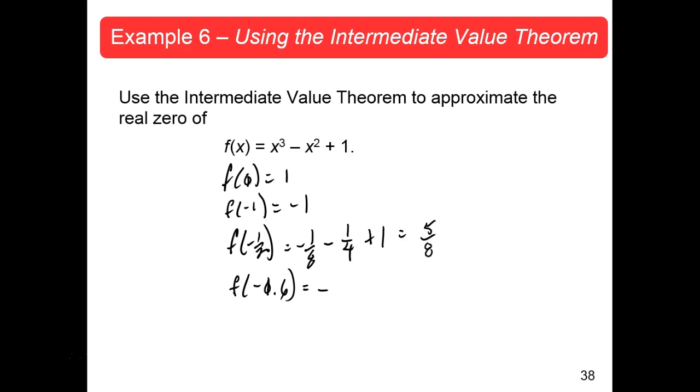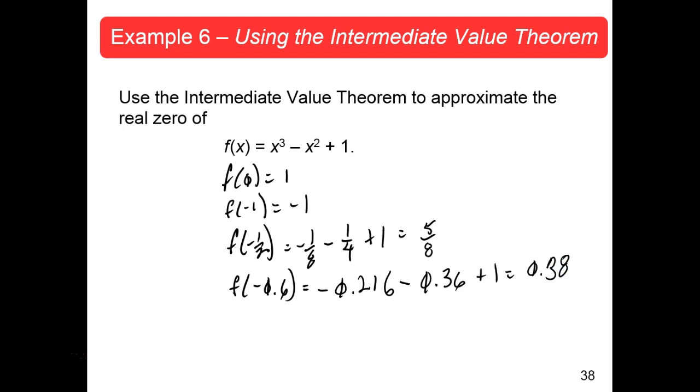-0.6 cubed. It can't be that hard, okay? Negative 0.216. All right, good. And then minus 0.6 squared, which would be minus 0.36. And then we're going to add a 1 to it. Now, I don't know what that's going to come out to be, but it's still going to be positive because these two add to something like 0.58, plus 1, that's going to be positive 0.38 or something like that.